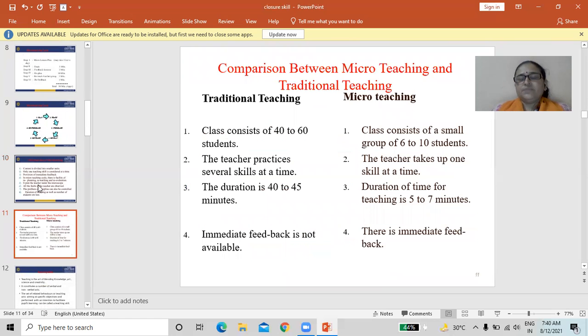The comparison between micro teaching and traditional teaching. In traditional teaching, class consists of 40 to 60 students. In micro teaching, class consists of small group of 6 to 10 students.